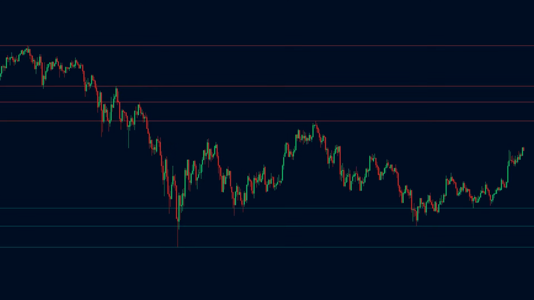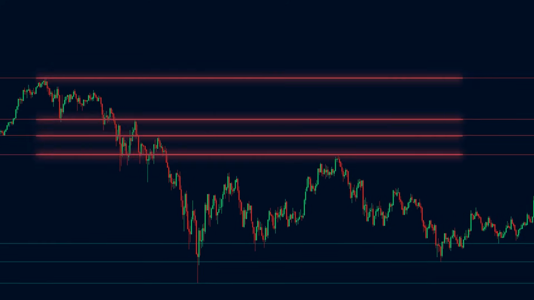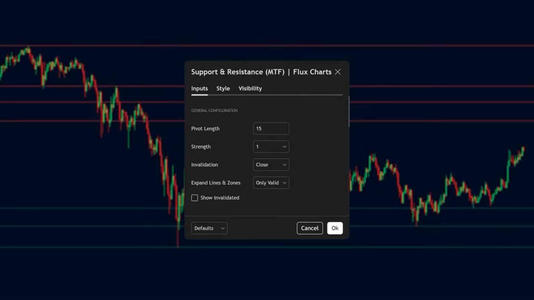When you add the indicator to your chart, you'll see support levels plotted in green and resistance levels plotted in red. These levels are based on swing highs and swing lows that represent areas where the price reversed. Now let's walk through the key settings so you understand exactly how this indicator works.